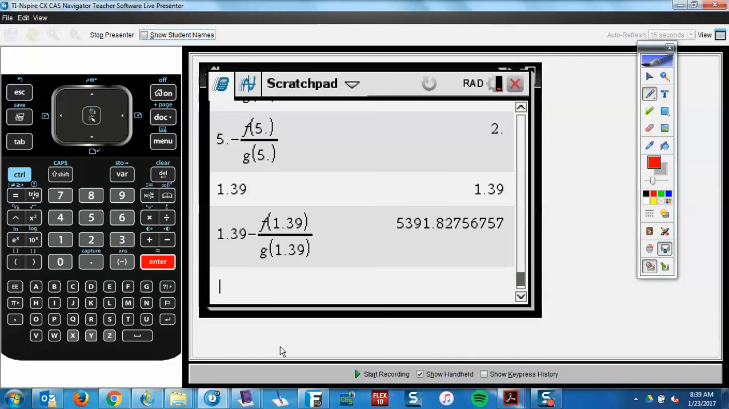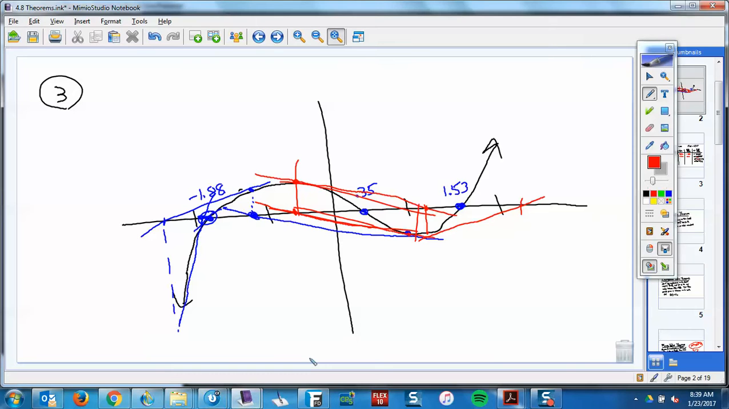Now what just happened? 1, a huge number. So what does that mean? What just happened? Yeah, I want you to think of this. What just happened? That tangent line just crossed the x-axis out here at 5,391. That's what you need to understand.